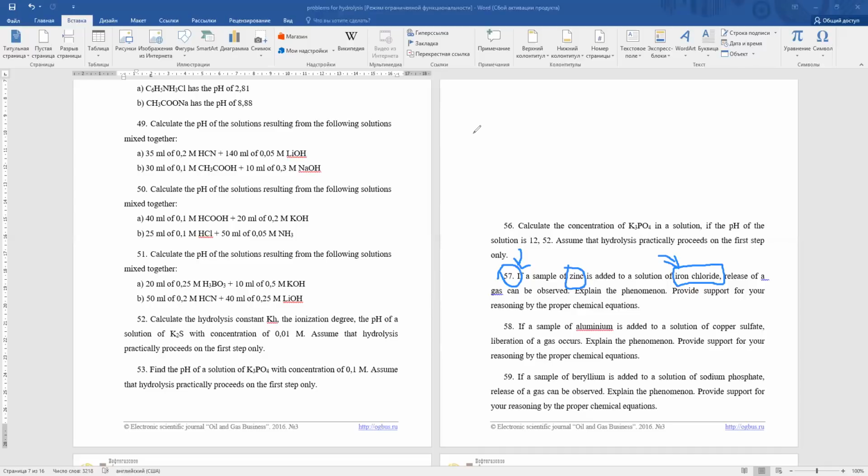Okay, this is a complex problem because two kinds of reactions are occurring here. First of all, a solution of iron chloride. The solution of the iron chloride. So water.